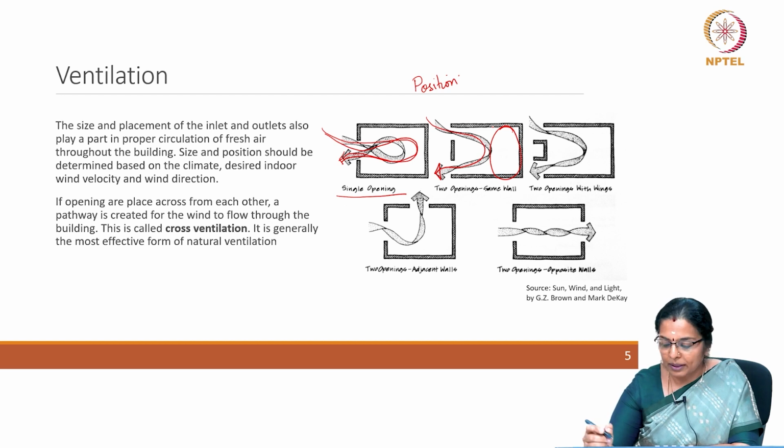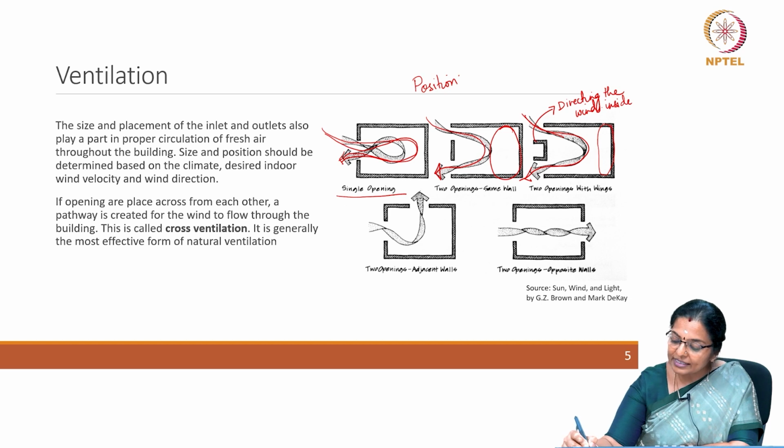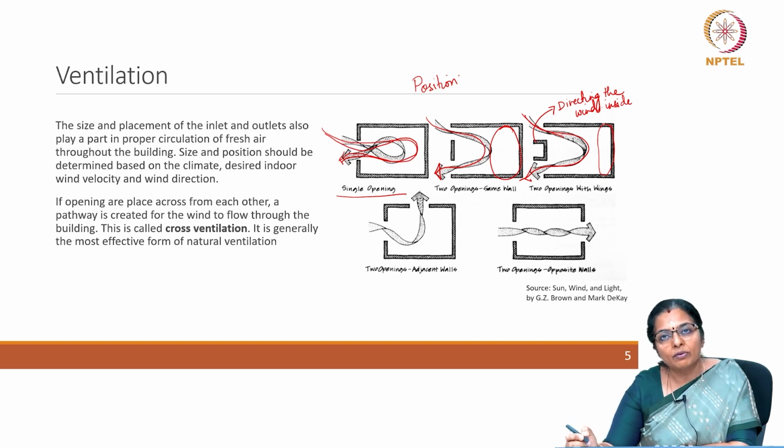If you have openings with wings, these wings help in directing the breeze inside, in directing the wind inside. So, it helps facilitate and directs the wind inside and the wind goes out. Again you have an issue of having a small dead space, which is where people will not be able to feel the wind movement.